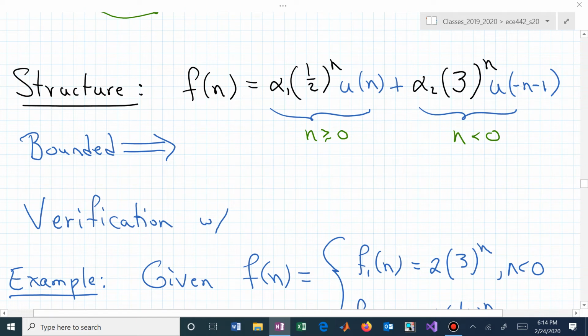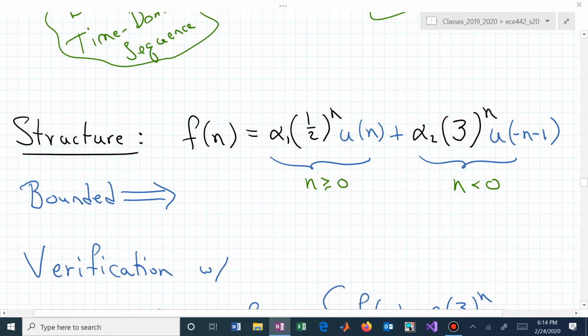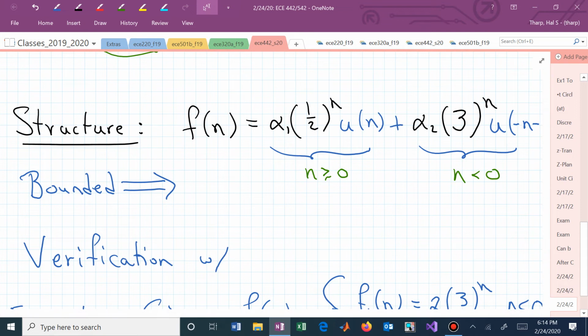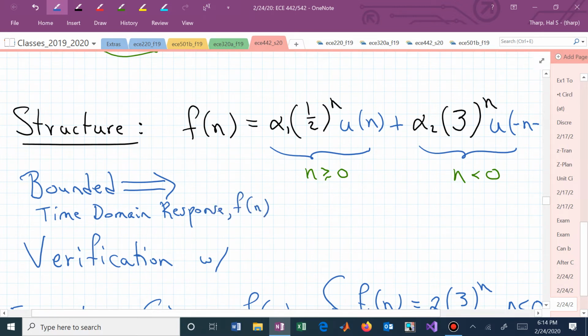It's bounded in the frequency domain. Where is it bounded? What am I meaning by bounded? Is this bounded, or is it just bounded for the 1/2? This is bounded, referring to the time domain response. The bounded behavior that I'm using bounded for there is little f of n. Not that the region of convergence is bounded. It doesn't go off to infinity.